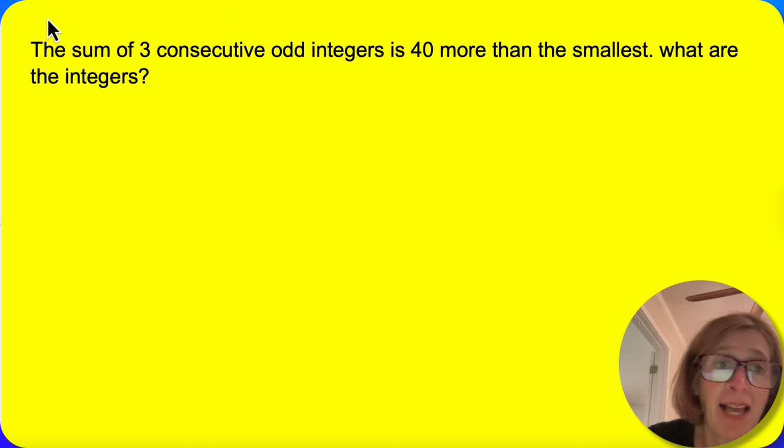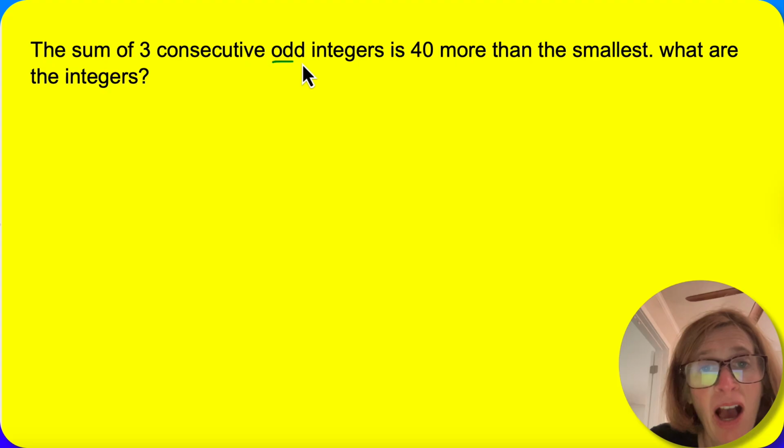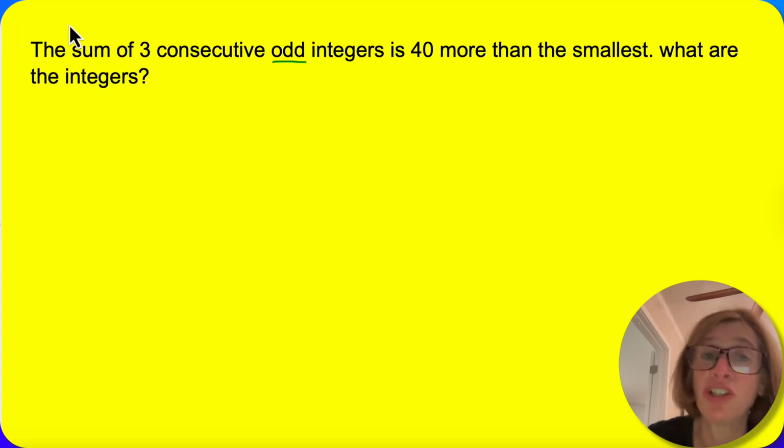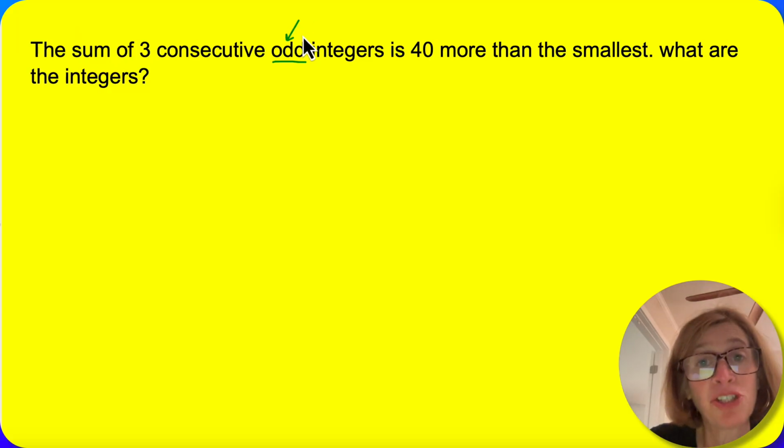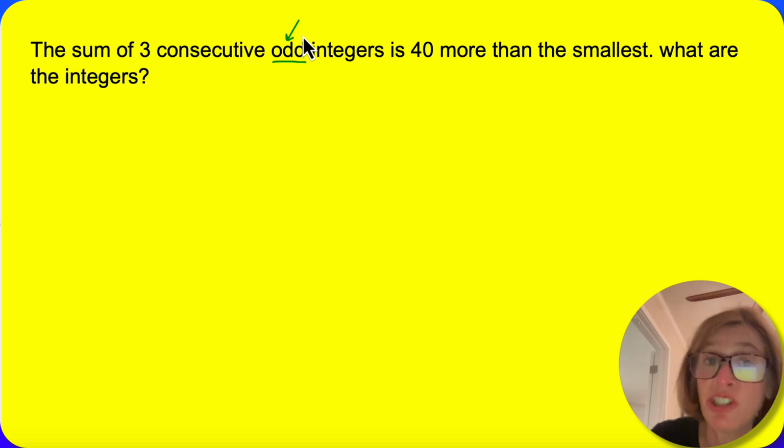If you are in my class, then this would be section 2.7, and you watched a video on how to do them. And we're just going to do some of the harder ones. Okay, so the sum of three consecutive odd integers is 40 more than the smallest. What are the integers? Okay, so this is just asking for odd integers. We want to annotate, make sure we're looking carefully if it says just integers or odd or even integers.